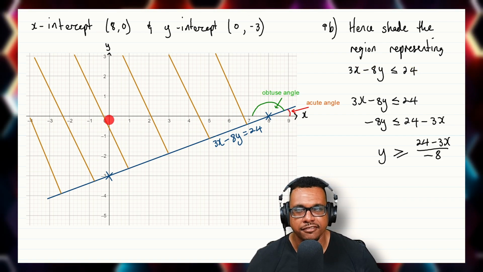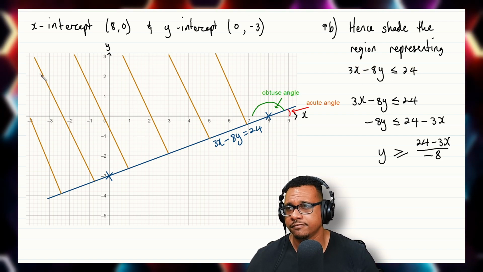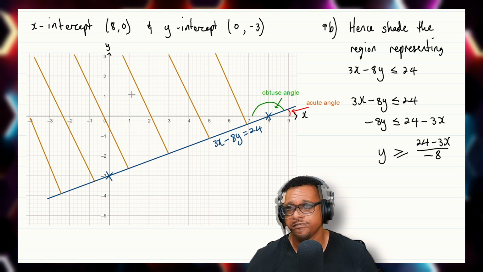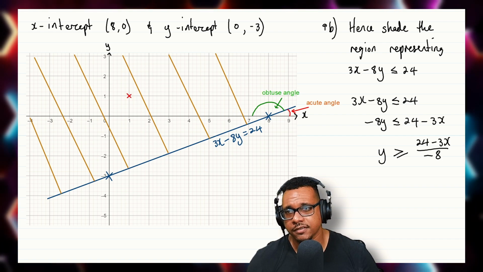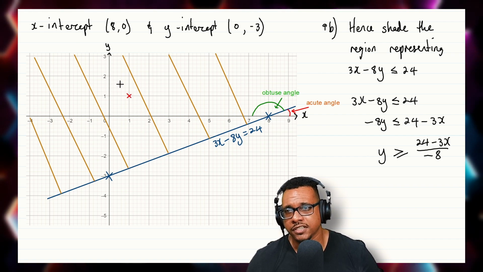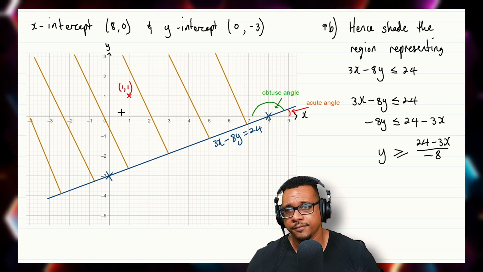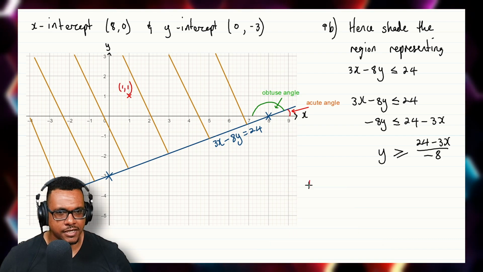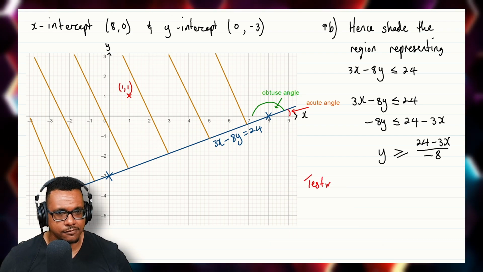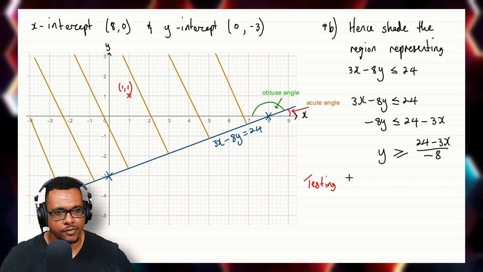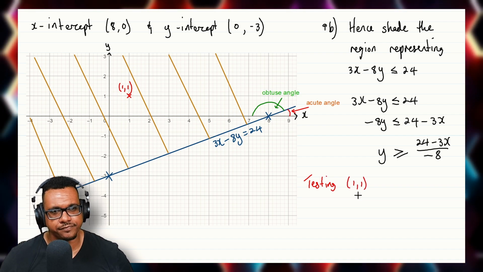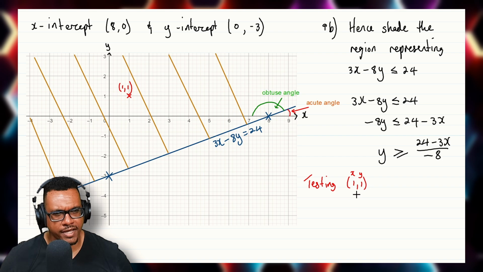So let's try something different, like here, 1, 1. So this will be our test point. So you're going to put a test point here, which is 1 on the x, 1 on the y. Okay, I'm just going to put testing. All right, using the point 1, 1. So that's 1 on the x, 1 on the y.